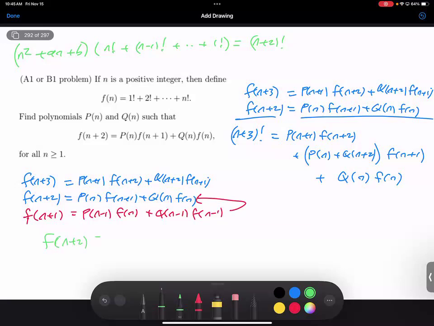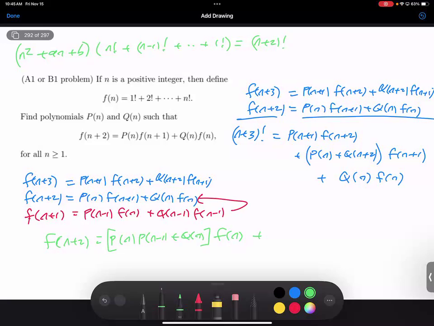fn plus 2 is going to be pn times pn minus 1 fn plus qn. I think that's the fn term, plus qn minus 1 fn minus 1.